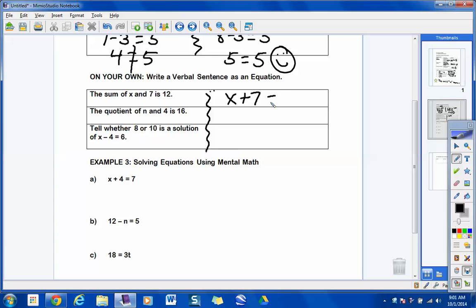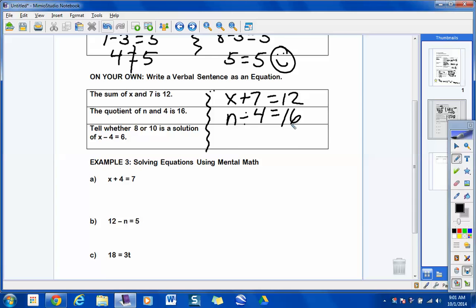That's right. Somebody I haven't heard from yet today, tell me the next one. The quotient of n and 4 is 16. N divided by 4, Candace, equals what? 16. Very good. Whoops, I wrote that incorrectly. N divided by 4, you said, right, Candace? Equals 16. Very good. How many would agree with Candace?